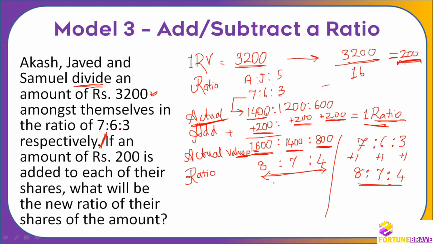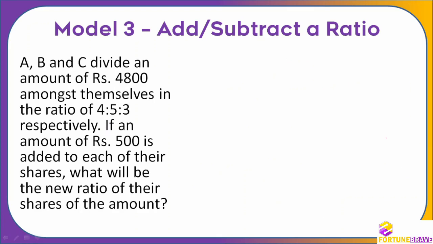When the ratio value and what we are going to add is equal or a multiple, even if I had to add 400, I would have added two ratios. Are you getting my point? Listen to these things very carefully. If it was 1000, I would have added 5 ratios to each of them. Is that clear now? Okay. So let us go to the next question.